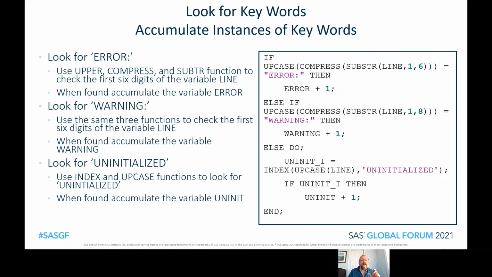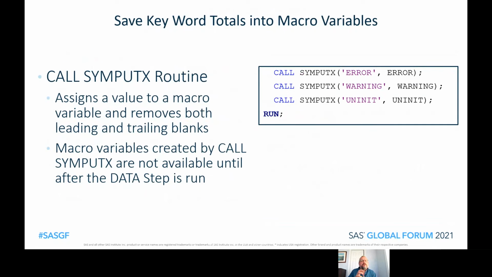And if it finds any one of these instances, it uses a SAS accumulator to increment a variable: variable error, variable warning, variable uninit. Once I have that information, I want to store the results of those accumulators. There's a great way within the context of a data step to create macro variables, which is the call symputx routine. Very simply, in quotes, you put the name of the macro variable you're creating, and then the second parameter is the value that you want SAS to store in that macro variable.